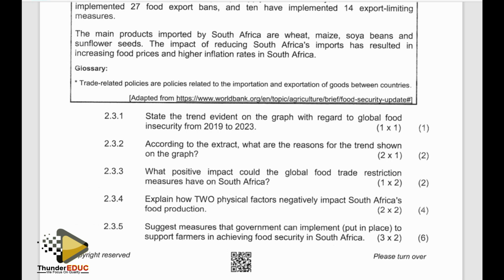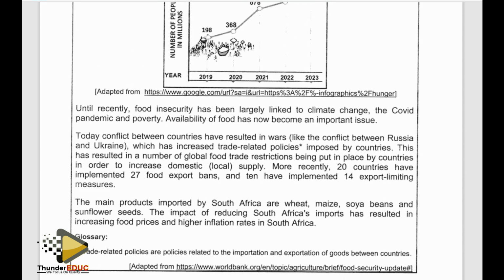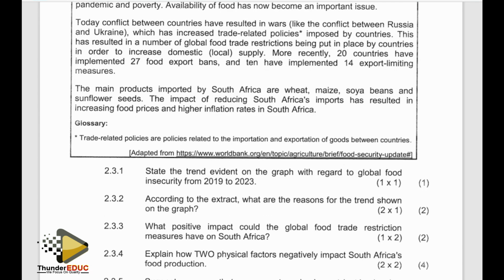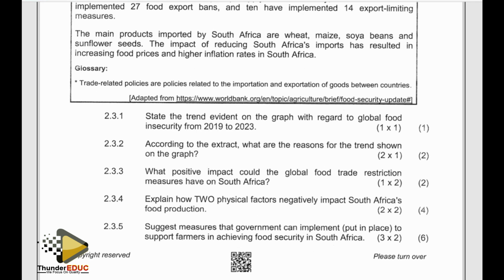Right, state the trend evident on the graph with regard to global food insecurity from 2019 to 2023. What is the trend here? When the question says the trend, it says interpret what is happening there. Is it maintaining constant? Is it increasing? Is it decreasing according to what you see from the graph? So the trend here, if you check, is increasing. The general trend that you can see there is increasing food insecurity. So basically, the response for that one is increasing.